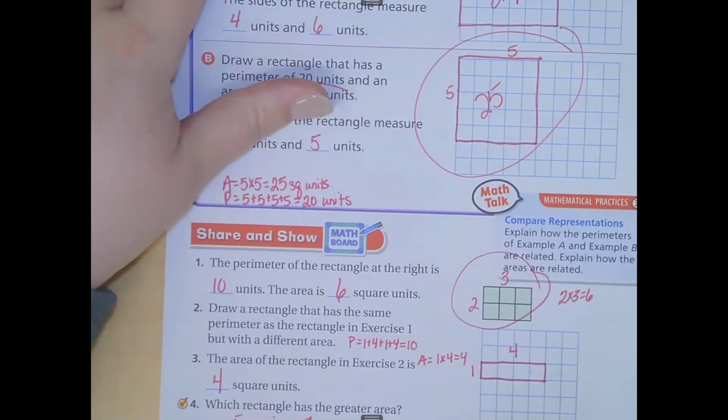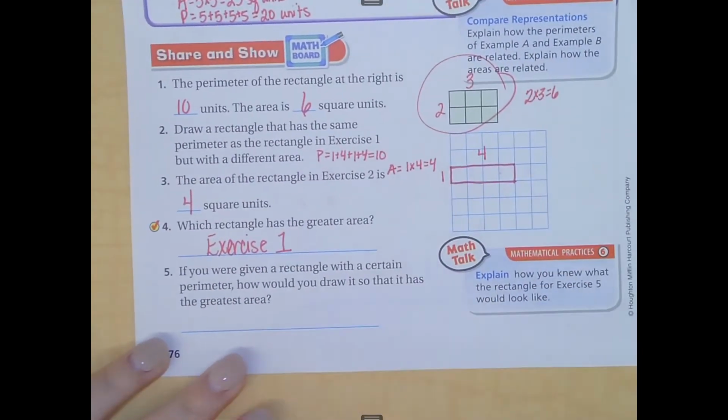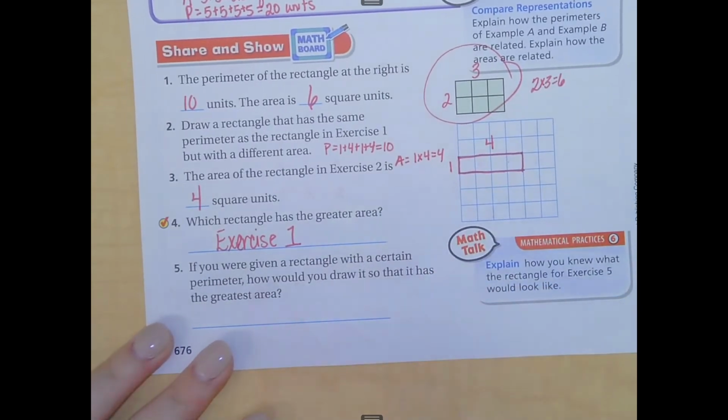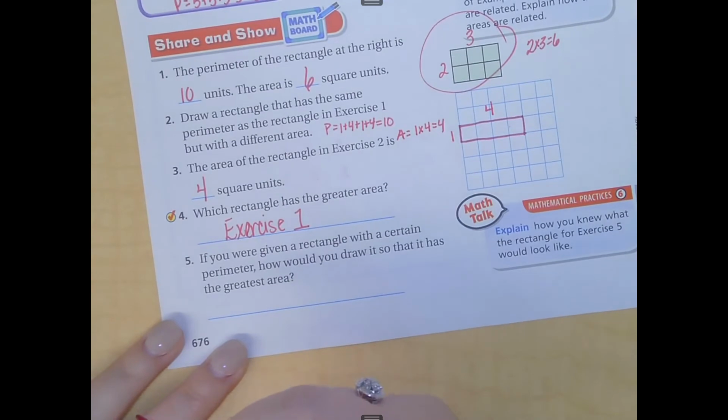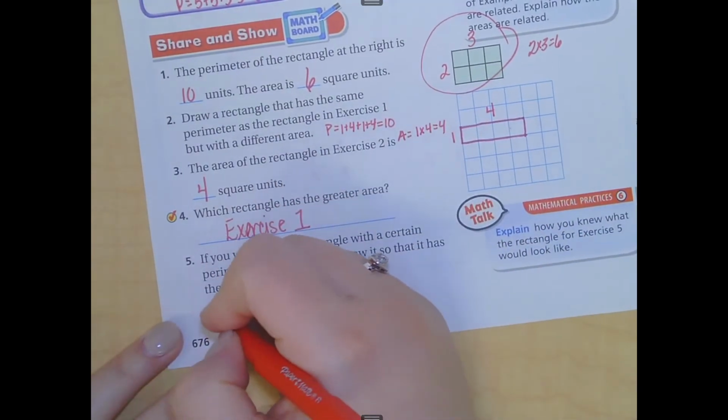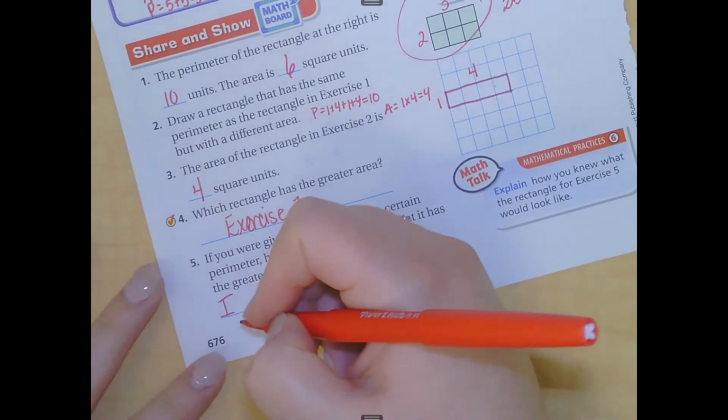So if you were given a rectangle with a certain perimeter, which a square is a type of rectangle, how would you draw it so that it has the greatest area? I would try to make a square or as close to a square as I could.